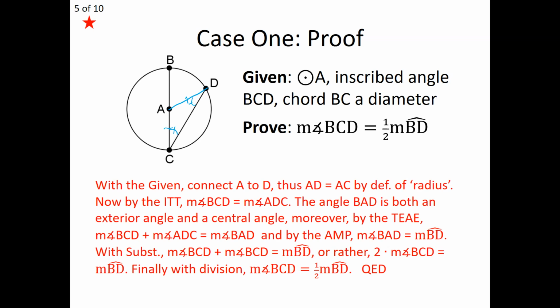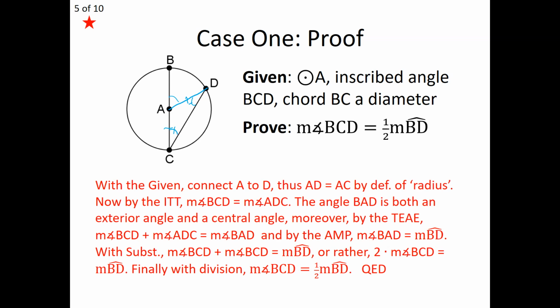Now, the angle BAD is both an exterior angle and a central angle by definition. Take a look at the angle BAD. See that angle right there, BAD? Actually, there's two things going on. Because it is exterior and a central angle, we have two relationships that we're going to build with that central angle to our inscribed angle BCD.